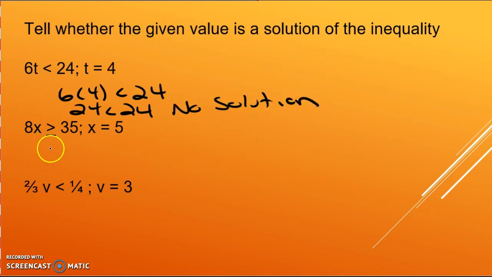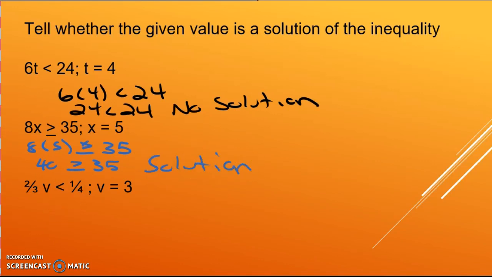For this middle one, we have 8x is greater than or equal to 35. I'm going to plug in 5 for my x. So I have 8 times 5 is greater than or equal to 35. 8 times 5, that will give us 40 is greater than or equal to 35. Since 40 is greater than 35, we would say solution.